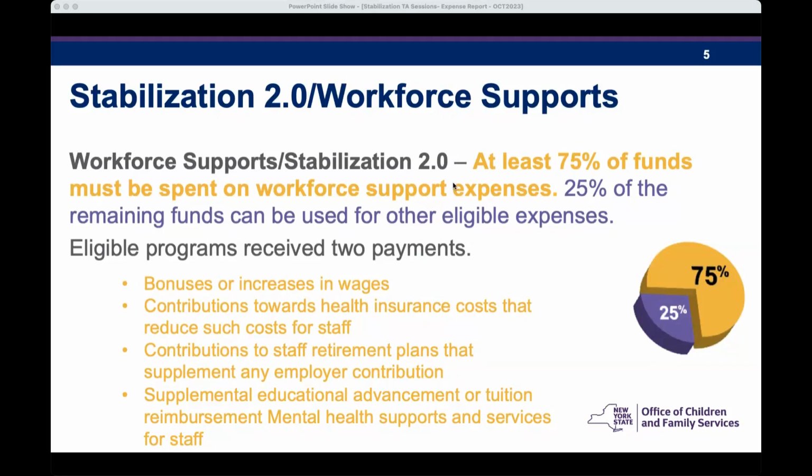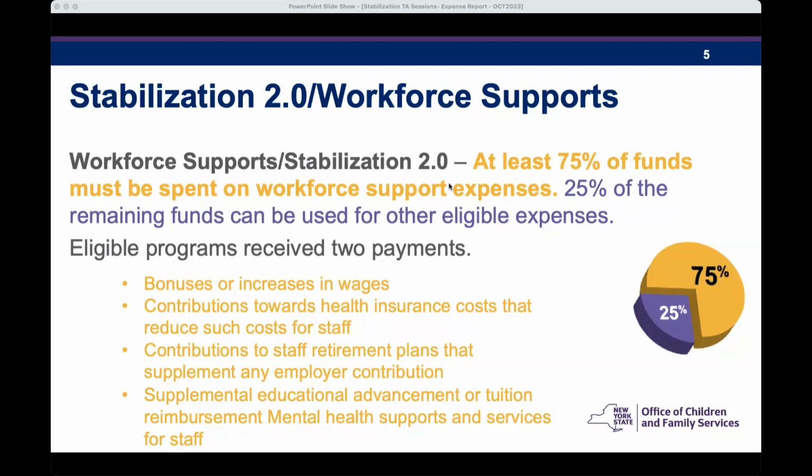Stabilization 2, also called Workforce Support Expenses, was a grant that was deployed in the summer of 2022. It consisted of 2 payments to each program. Each payment had requirements that 75% of those payments had to be spent on supporting workforce expenses. So what that means is what's listed below: bonuses or increase in wages, contributions towards health insurance costs, contributions towards staff retirement plans, and supplemental education advancement or tuition reimbursement. Those are examples of workforce support expenses.